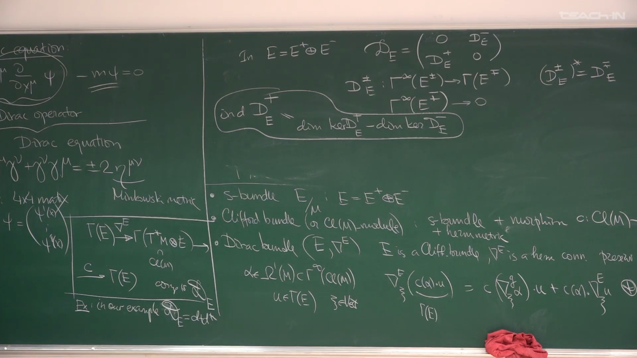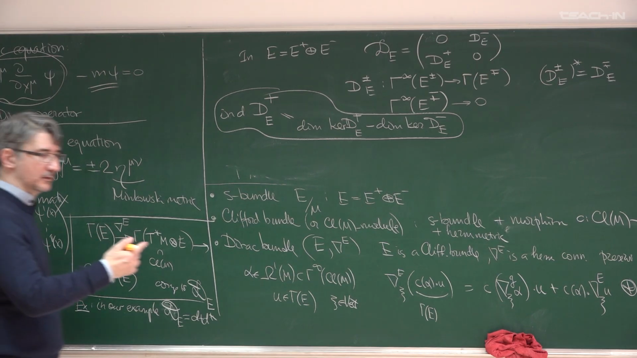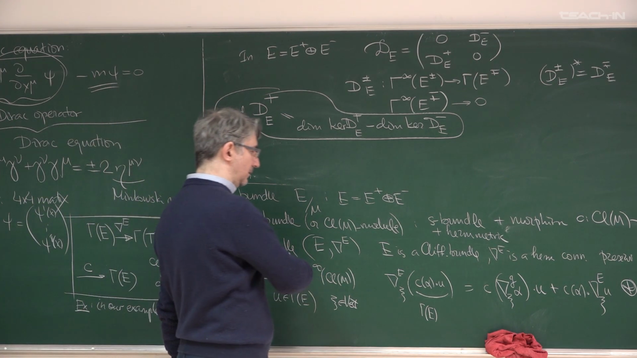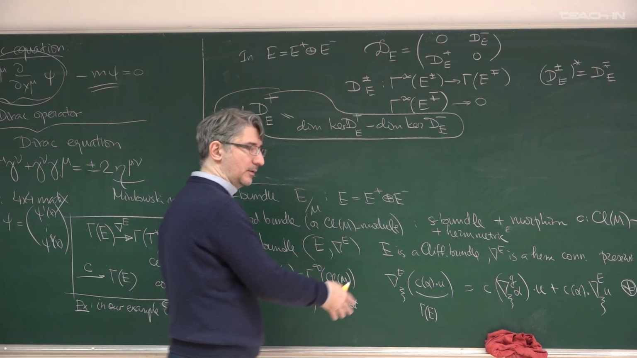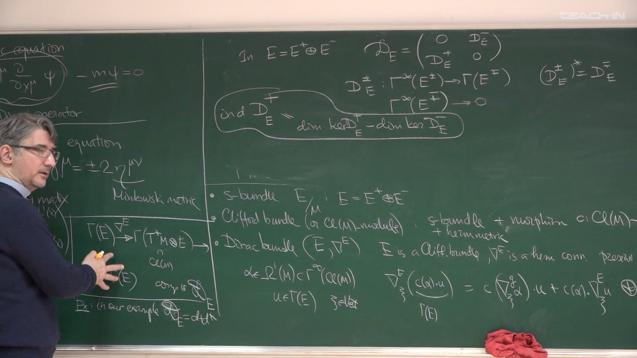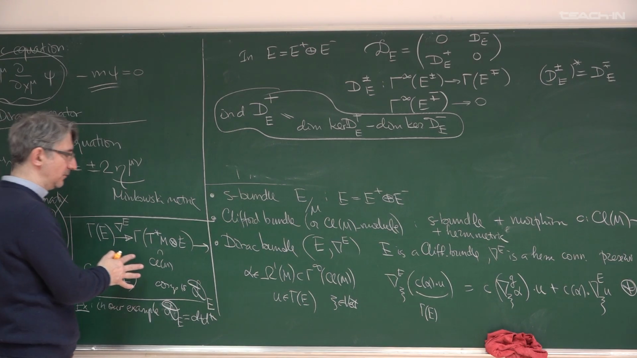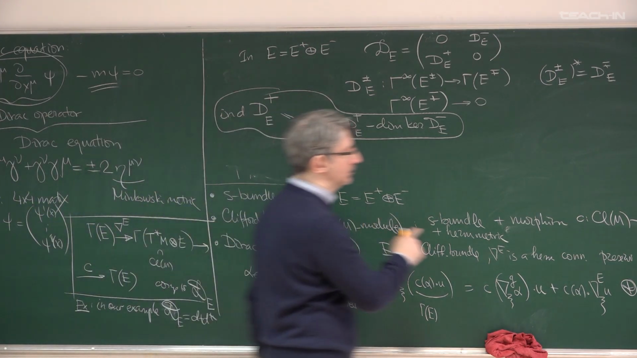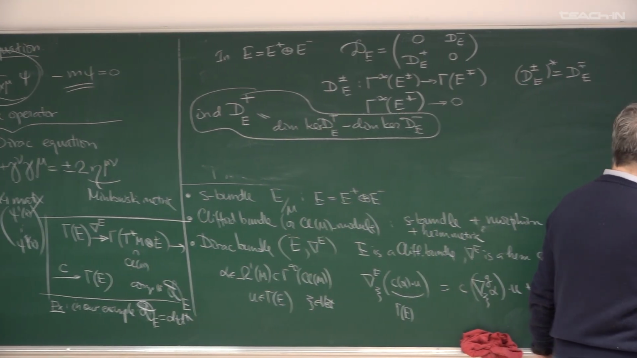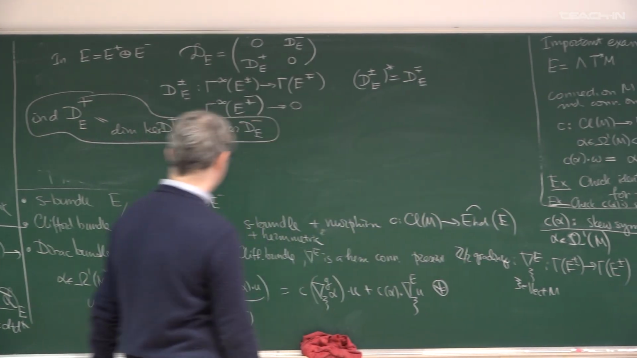So you have a geometric situation: a vector bundle, an action of the Clifford bundle, a bunch of connections, and so on. You obtain a Dirac operator, but to calculate its index, you need a splitting. You need a splitting of the vector bundle into two subbundles such that the other properties are satisfied.